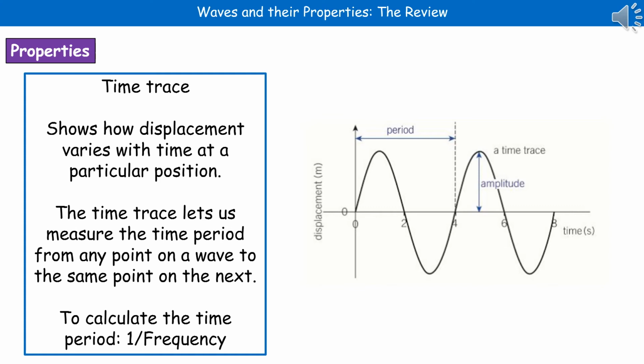So what we can actually do then is we can measure the time period, because that's going from any point on one wave to the exact same point on the next. And if they were to ask you to calculate the time period, all you'd need to do is 1 divided by the frequency.